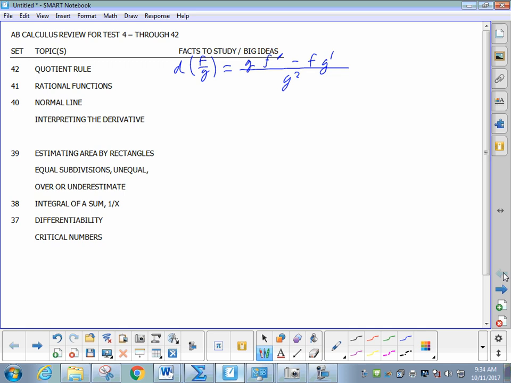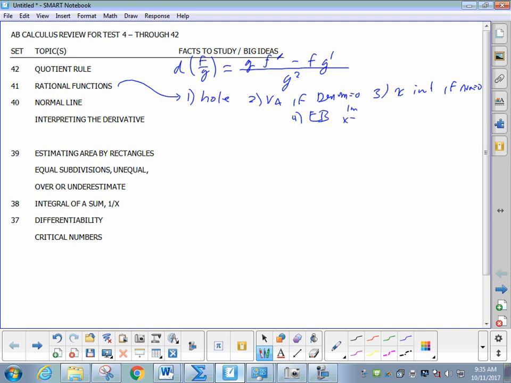Rational functions. For the most part, these are going okay. In terms of some of the big ideas, remember, if you look for holes first, there will be vertical asymptotes if what happens? Denominator is 0. There will be x-intercepts if what happens? Numerator equals 0.